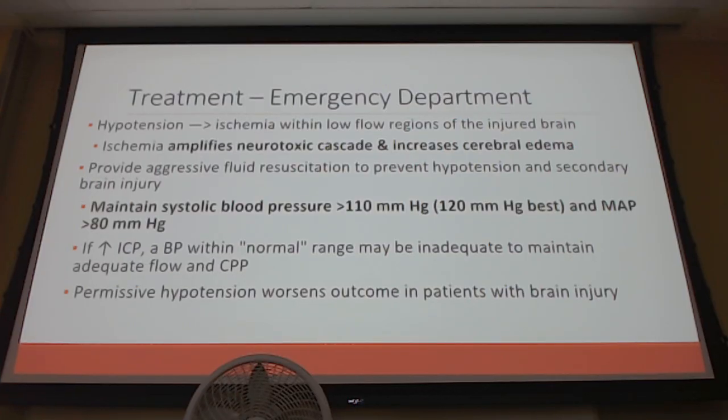All right, so we're trying to prevent that ischemia in those low flow areas. It can worsen that neurotoxic cascade and increase cerebral edema, which is why we aggressively manage that blood pressure. Normally, like I said, MAP 80 or more, systolic over 110.